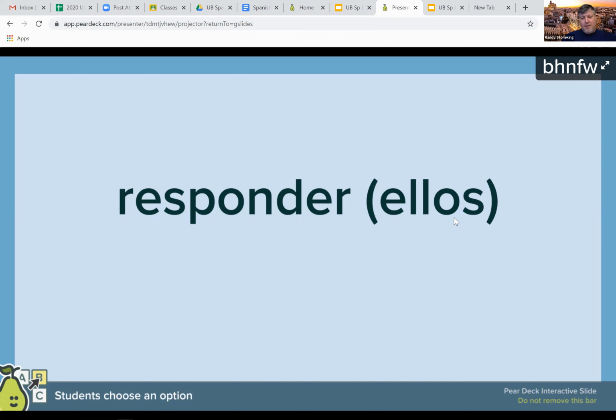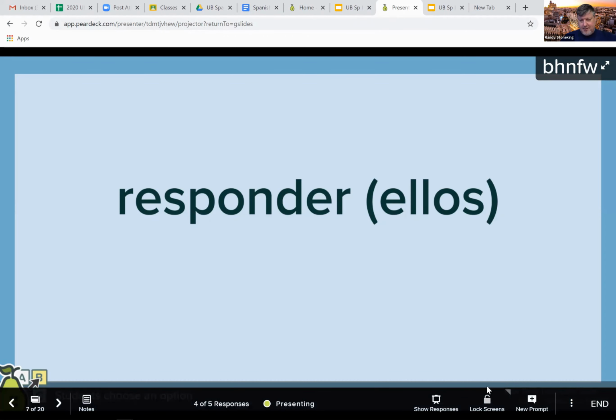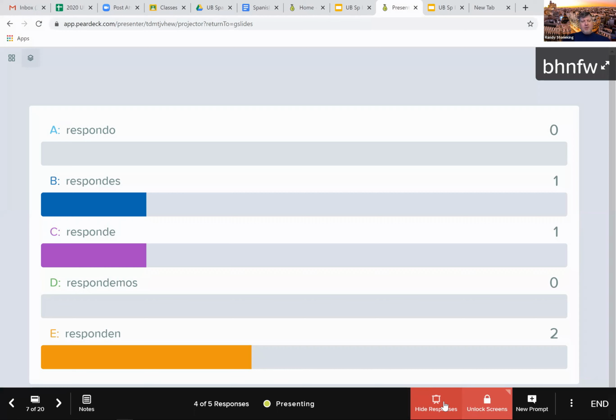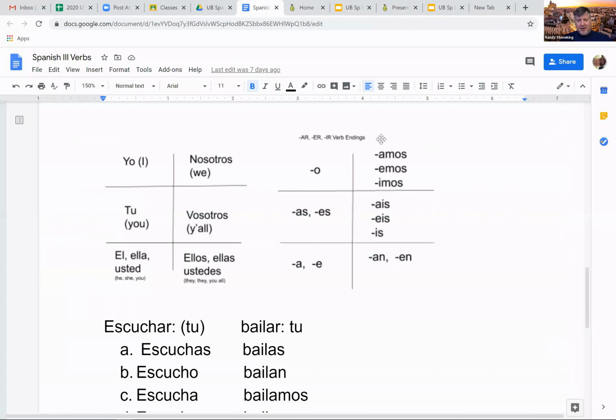Five, four, three, two, uno. Okay, let's lock that out. Let's take a look. There we go. So is it respondes, responde, or responden? Correct answer there. Let's unlock your screens. Correct answer there is E, orange, responden. It's 2 people. Anytime it's 2 people or 10 people or whoever it is, let's look at our endings. So ellos or ellas, it's essentially they. So that's in the bottom right corner of our graphic. So that's going to be EN over here.